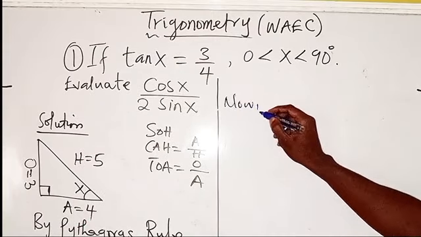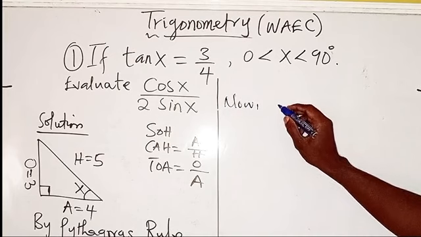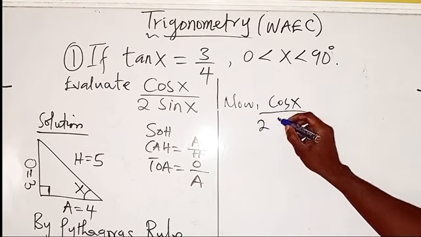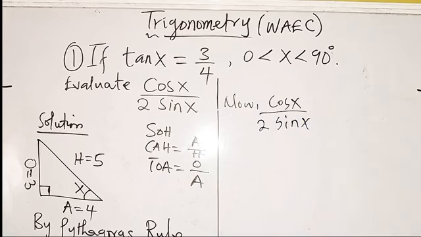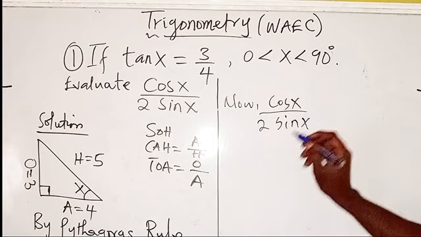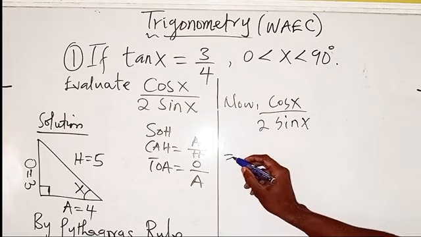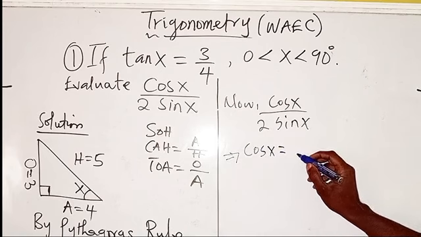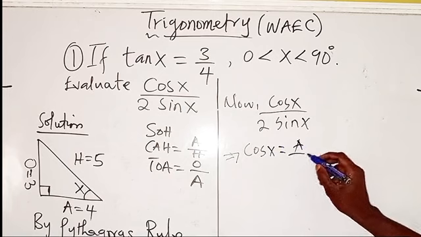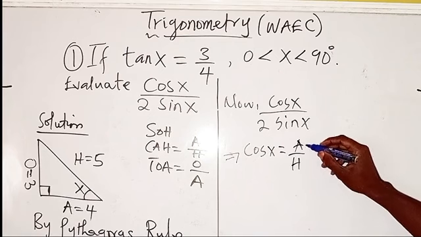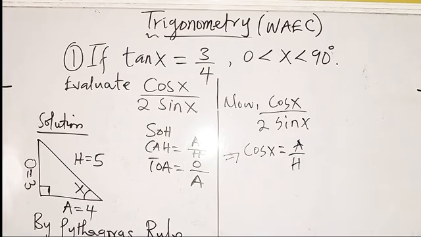Now, what we are asked to evaluate is cos x all over 2 sine x. According to what we are given, we need to know our cos first. What is cos x? Cos x is adjacent over hypotenuse. A stands for adjacent and H is hypotenuse.